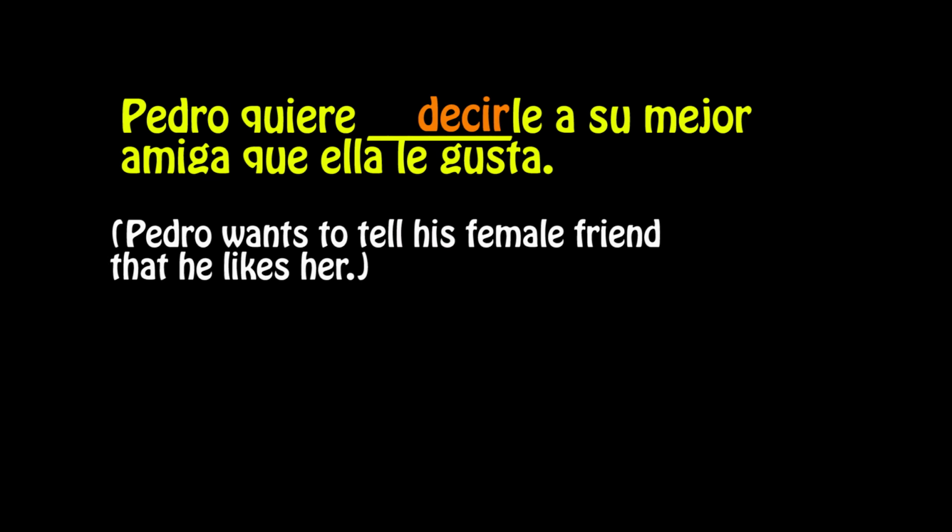Note that in this sentence, we only need to change the first verb. In this case, querer, tú quieres. The second verb is kept in the infinitive. And to it, we attach the le, which means to her. Le is an indirect object. I will place a link in the comment section below, so if you have not watched my video on the direct and indirect object, you can watch those in order to understand why le is attached to the infinitive.